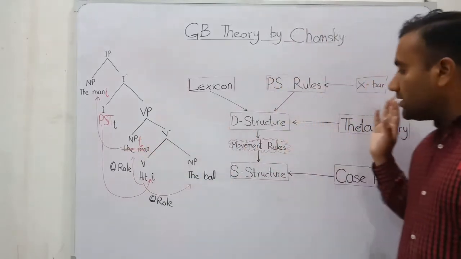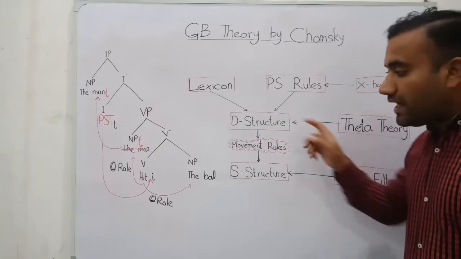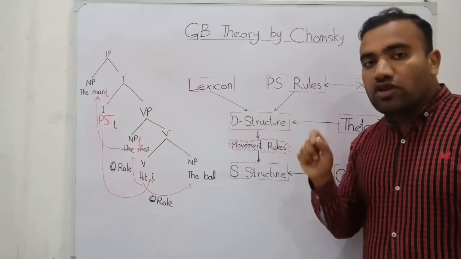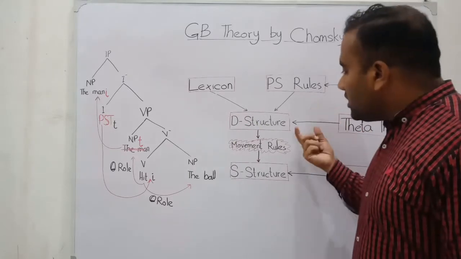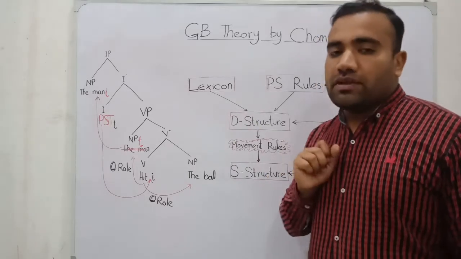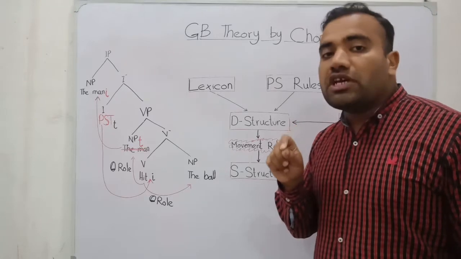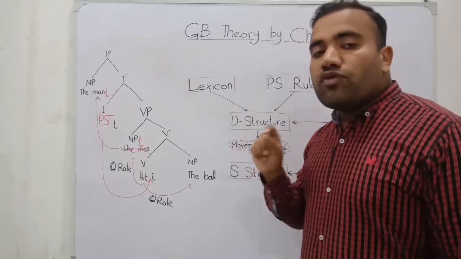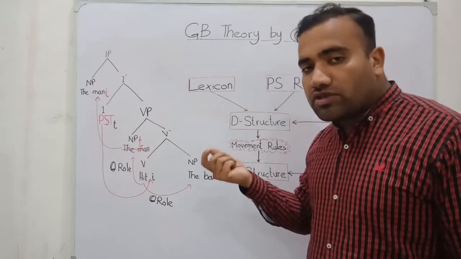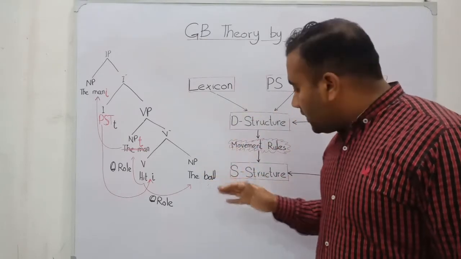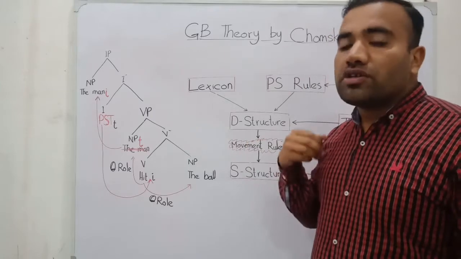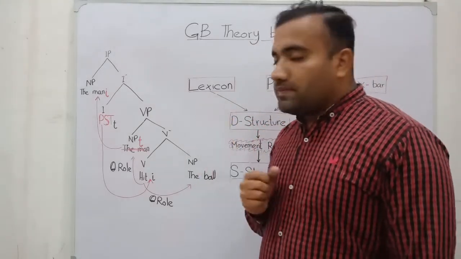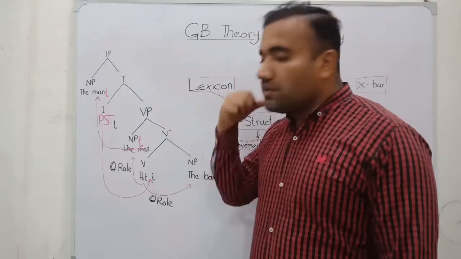Our theta theory has been fulfilled at this place, and if theta theory is fulfilled, we can say that our D structure has been generated. Once we have generated our D structure, after that we have to convert this D structure into the S structure. And for generating the S structure, we should have another entity, that is the inflectional property.